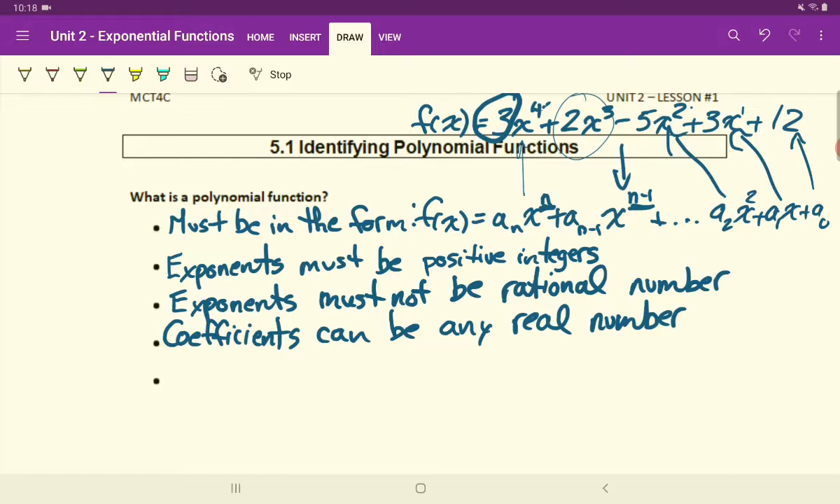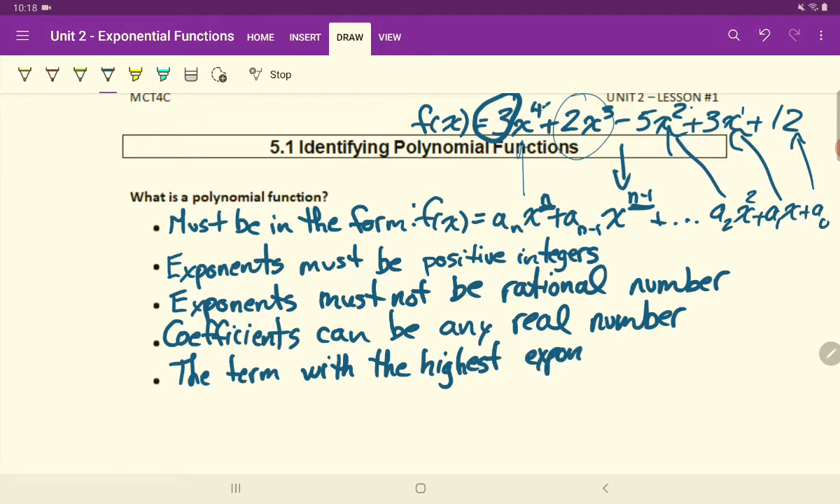Okay, now the term with the highest exponent, in theory and in common practice, it should be written first. Okay, so that's just common practice. So the term with the highest exponent should be written first. And what that does is that helps us determine the degree of an equation. Okay, and I'll explain what that is. So I'll just write that down.